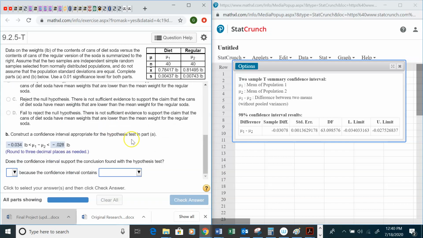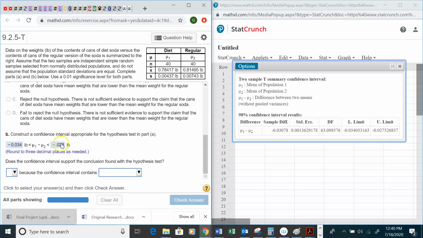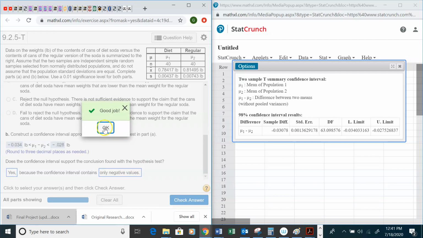Whew. Dodge that bullet. Notice that this does not have a zero in it. So there's no way that the two cans can have the same amount. If it could be zero, then the difference being zero, that would mean they're the same. And since they can't be the same, they must be less. And yeah, they have to be less because both of these are negative. Does the confidence interval support the conclusion found? Well, we rejected the null and said it was less, so it is the same. We support that conclusion because it contains only negative values. That seems to be right.